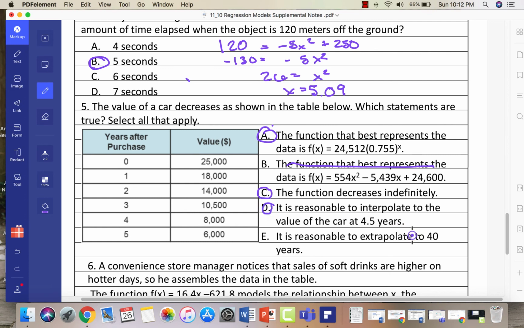And then extrapolate to 40 years. Is it reasonable? No, because if we put 40 years in, the value of the car is already going to be at 0, because this is a real life situation. We wouldn't want to go to 40 years. So that would be no.